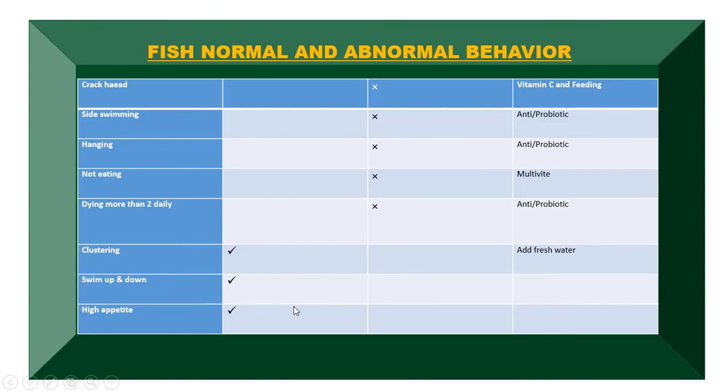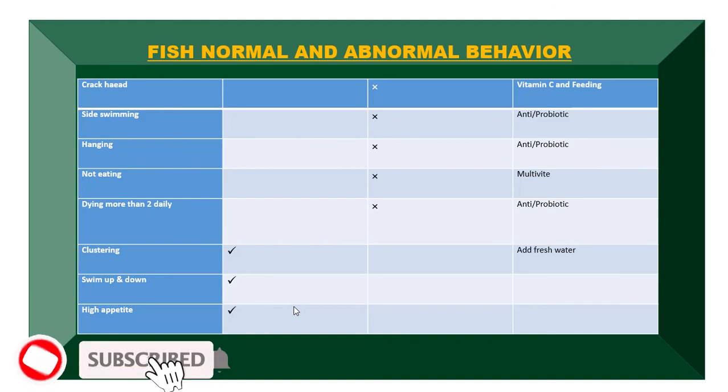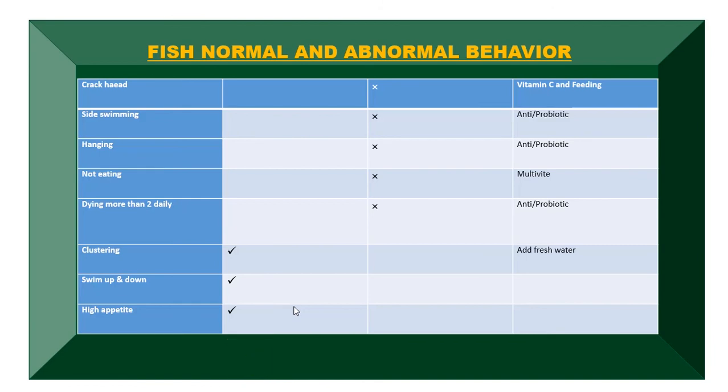When they are having high appetite, they are eating so much, you need to thank God for that. So just make sure you give them more of their feed. If they are having more appetite, feed them. If they are having lower appetite, you regulate the feed. So that is it for fish normal and abnormal behavior.